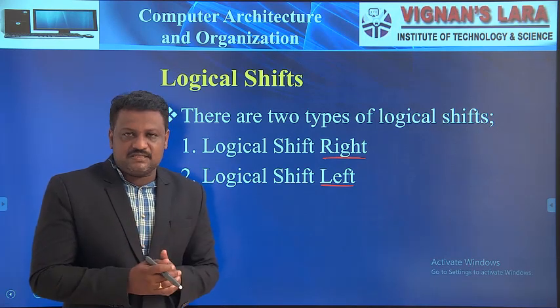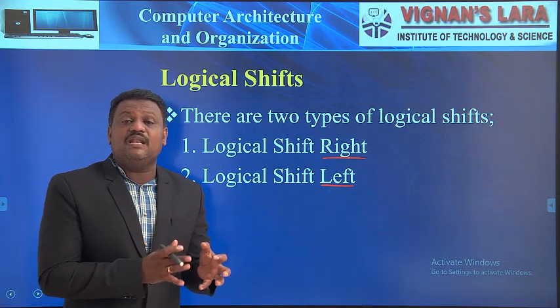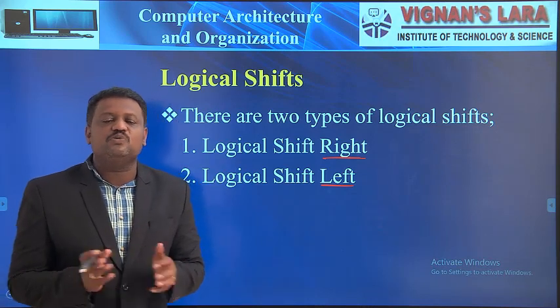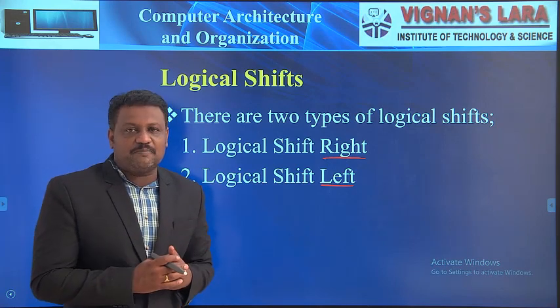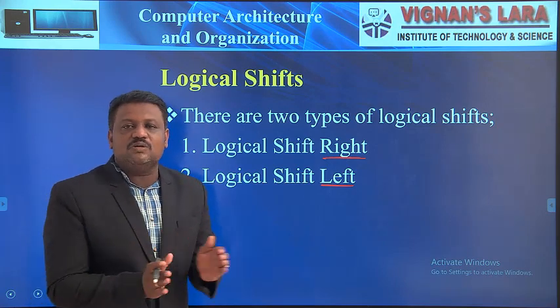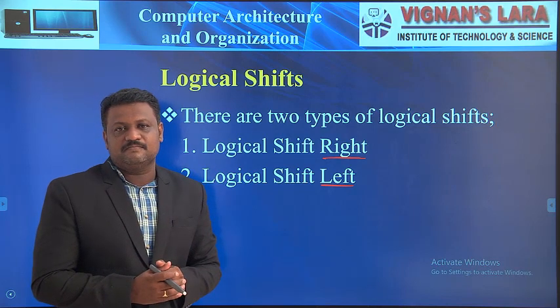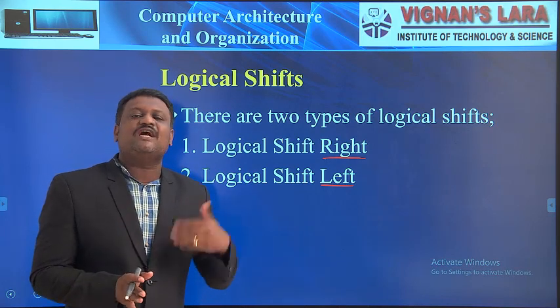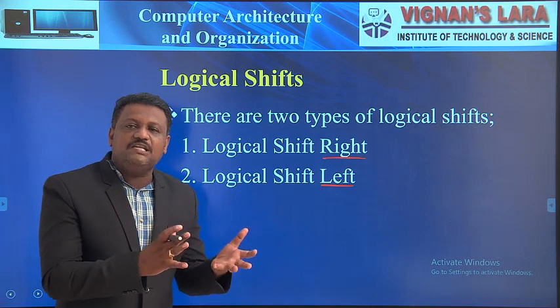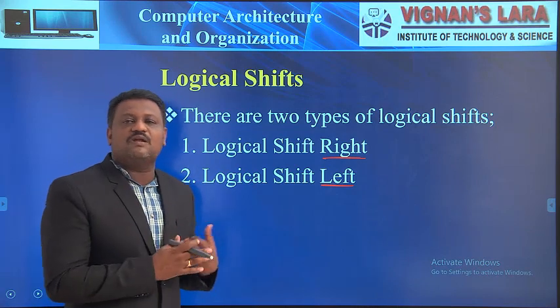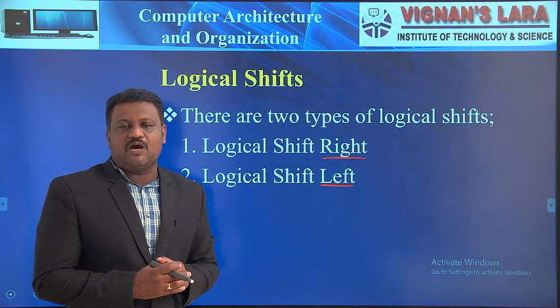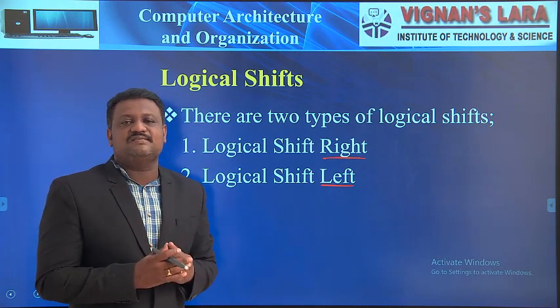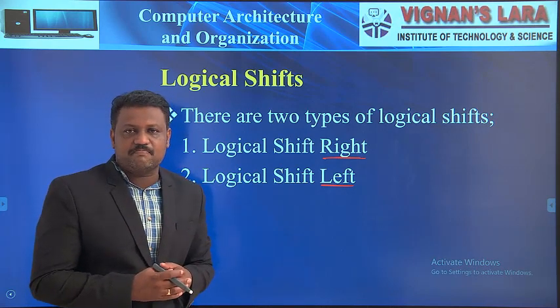I can say like this: the logical shift left operation is helpful for multiplication, and the logical shift right operation is helpful for division. How we can perform these two arithmetic operations, multiplication and division, with the help of logical shift right and logical shift left, we can identify by learning with the help of some examples.